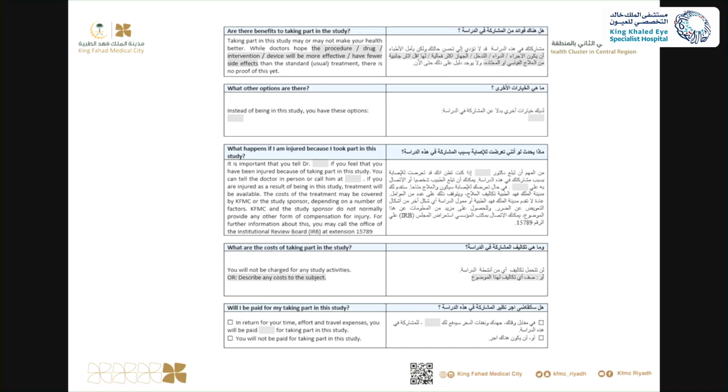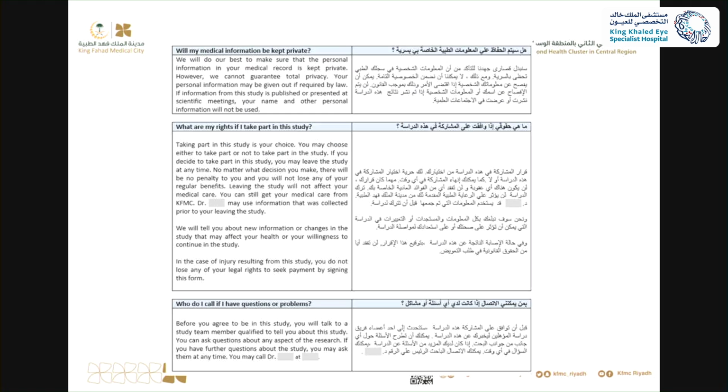Are there any benefits? You need to tell them if there are benefits. What other options are there? What happens if I'm injured because I took part in this study? This needs to be mentioned. What are the costs of taking part in this study? Basically we say compensation for meals, parking, this is okay, but not giving subjects actual money. And this goes through the IRB if there are any monetary benefits to the patient. Will I be paid for taking part in this study? And they need to know whether yes or no. And most of the time, sponsored clinical trials do provide parking, fees or meals or whatever.